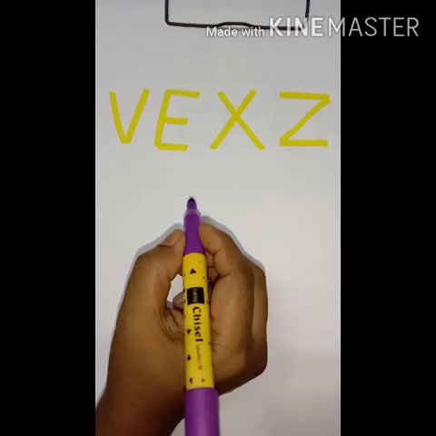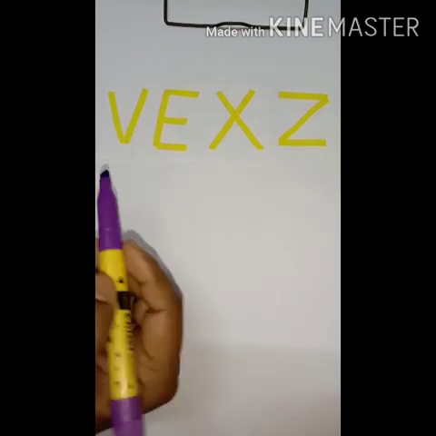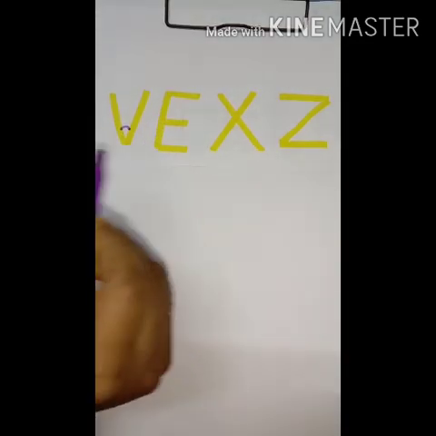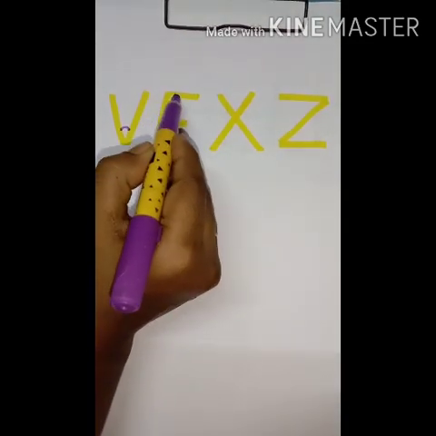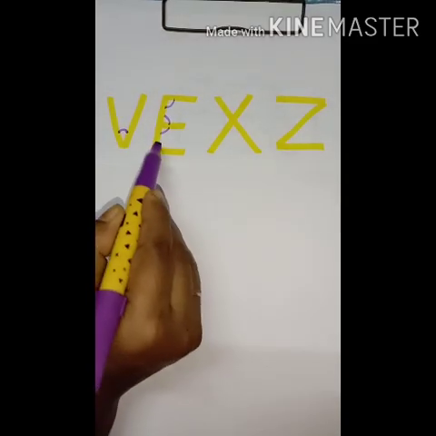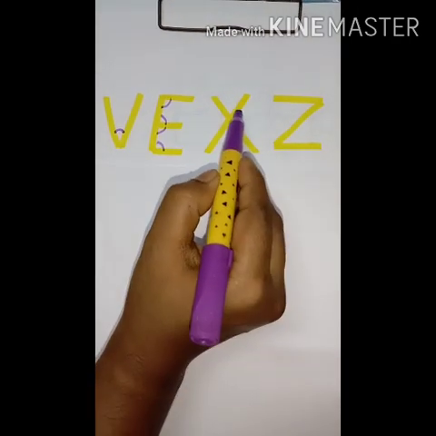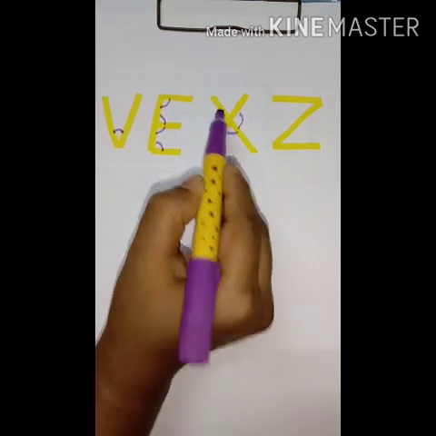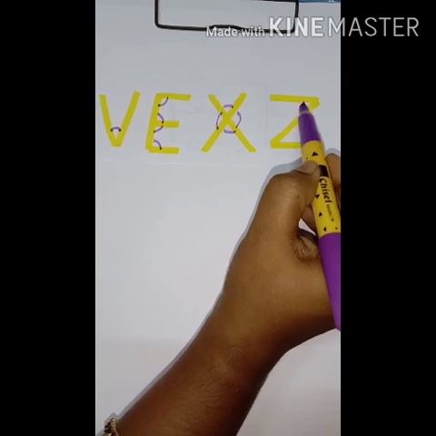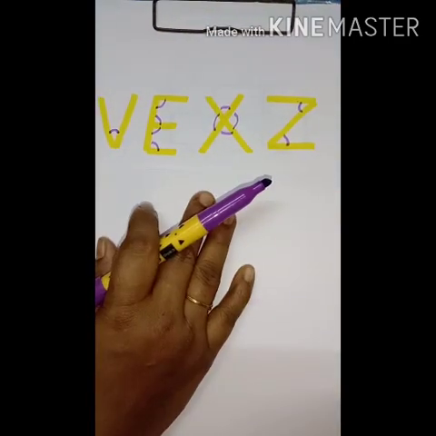Look at these English alphabets: V, E, X, Z. Here are also angles. In V, two lines meeting at a point form an angle. This is how we can represent an angle. In E, this is an angle, here is an angle, here also an angle, and this is also an angle. In X, the two lines meet here. These are angles, and inside these are angles. You can check the other alphabets at home.